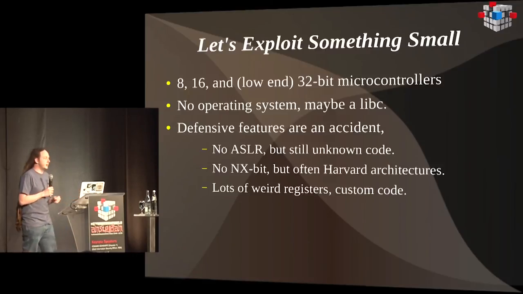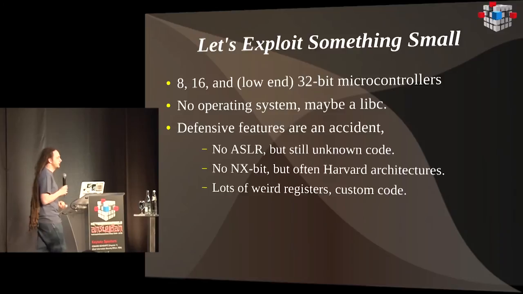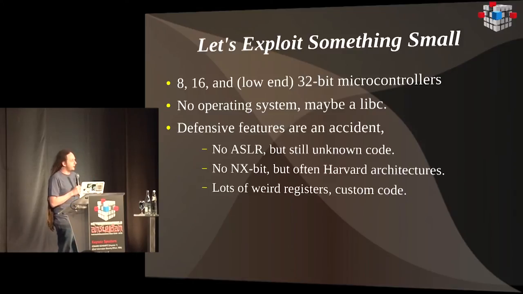There's no execute bit, but instead you've got Harvard architectures. And in Harvard architectures you have separate memories. So there's no such thing as having a pointer. You have a pointer to code, a pointer to data, a pointer to internal RAM, external RAM. You have all of these different regions of memory, and they don't overlap, and they're not always mapped on top of each other.